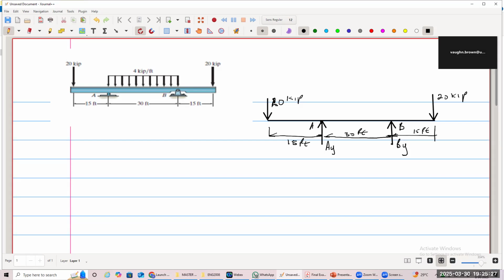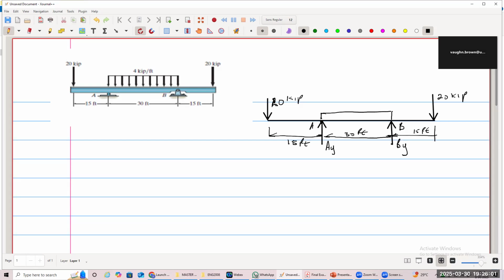And likewise, you have the UDL up here. Let's put that UDL in. Now, the UDL can be converted to a point load. What do I mean by a point load? The 20 kips coming down is a point load, right? That's the first one. And the second one coming down over here is 20. So two point loads coming down, right? And the reactions are point loads going up, all right?